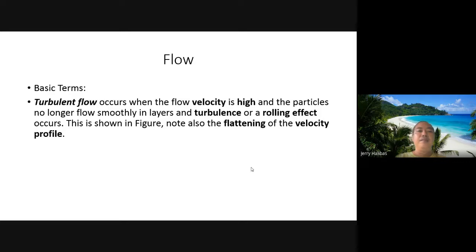The opposite of laminar flow is turbulent flow. It occurs when the flow velocity is high. So, gubot siya. In short, gubot. Dili siya laminar.